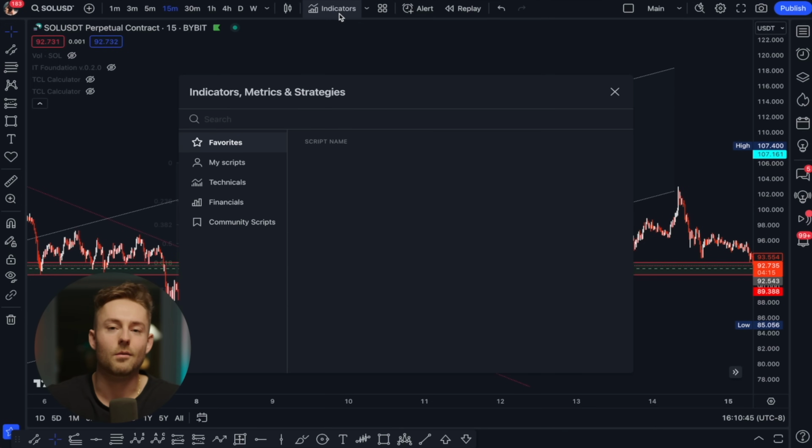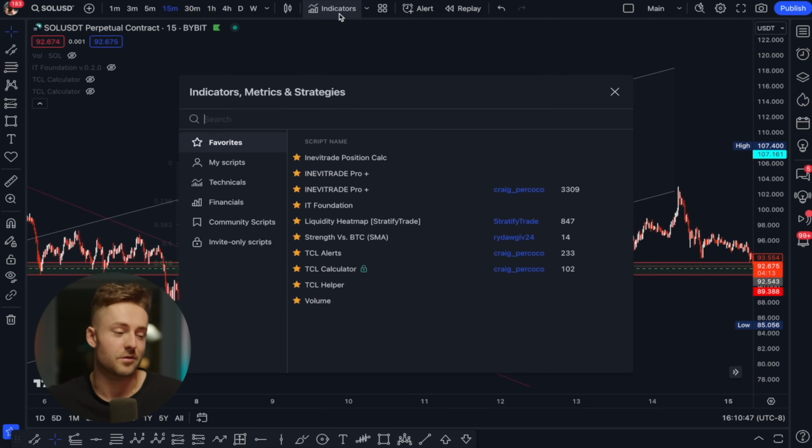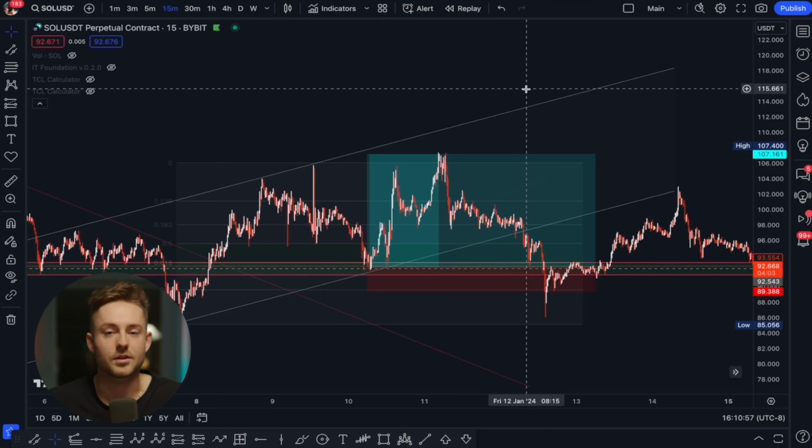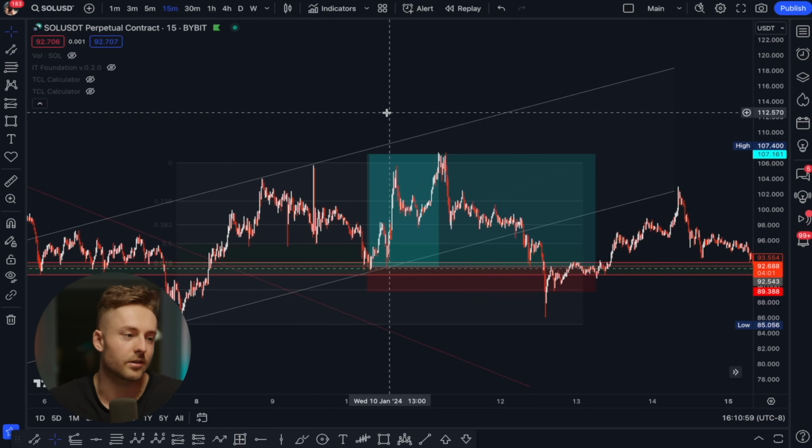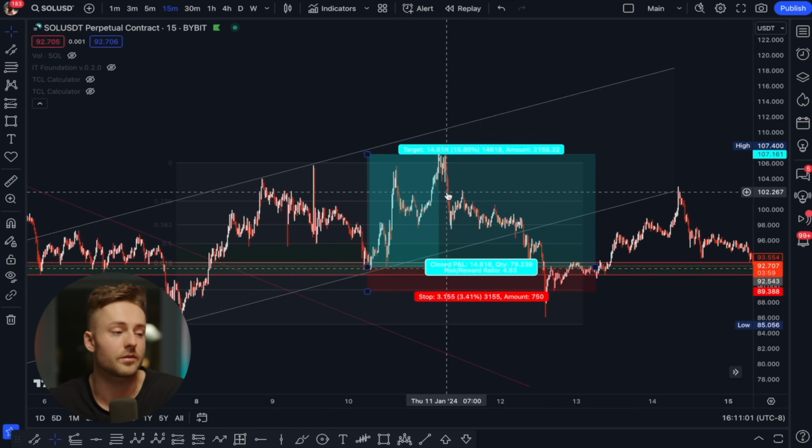All right, we still need to know how much to enter the market with so that we're not just entering with willy-nilly random amounts. So I'm going to use something called the InnovaTrade position size calculator. This is a calculator that's free for everyone to use on TradingView.